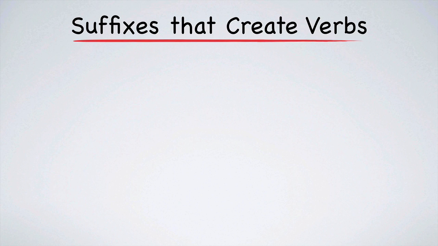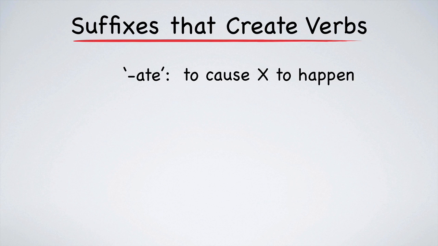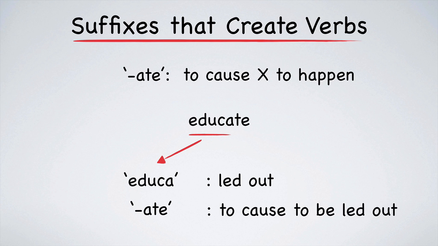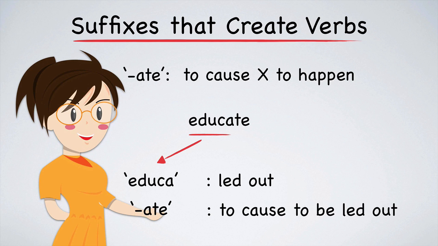The first suffix is ate. It means to cause X to happen, where X is the meaning of the root word. Take the word educate, for example. The root is educa. It comes from Latin and means to be led out. So educate, then, means to cause to be led. For example, when we say the teacher educates her students, it means she leads them, especially towards new knowledge or skills.